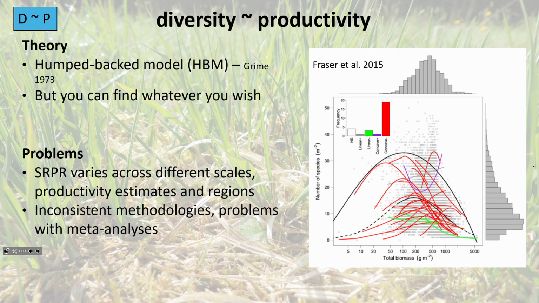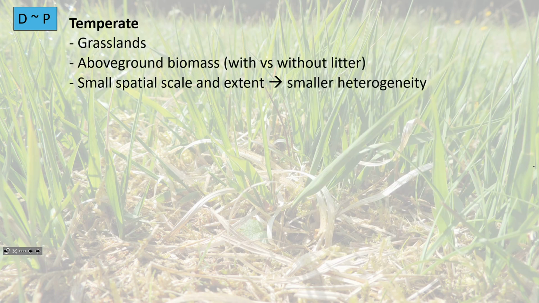The problem is that you can find whatever you want. You can find a positive relationship, no relationship, a negative relationship, this unimodal relationship, and it differs if you look at different scales, if you look at different productivity estimates, if you do it in different habitat types, if you do it in temperate or tropical regions. Basically, wherever you look, you find something different.